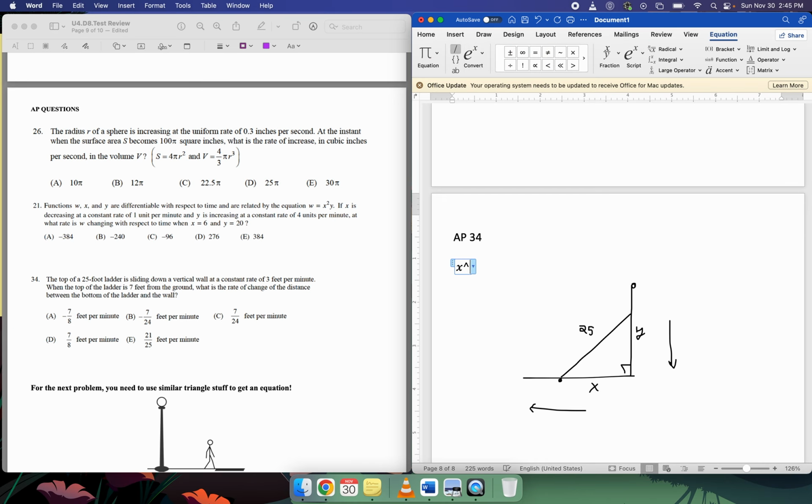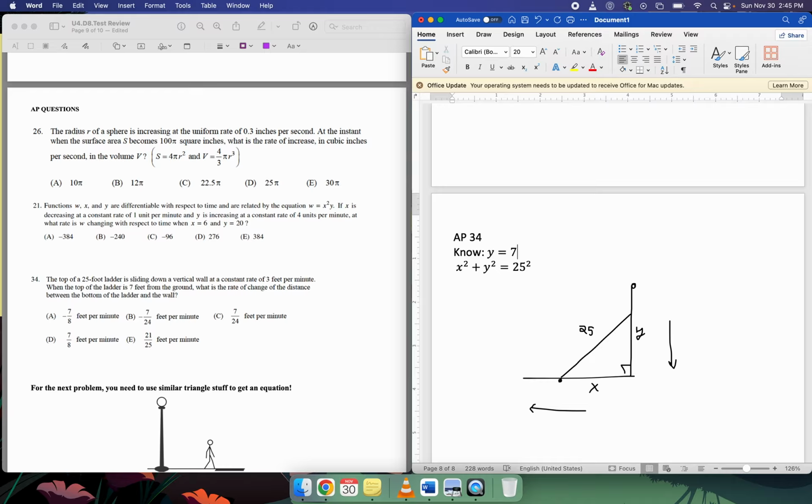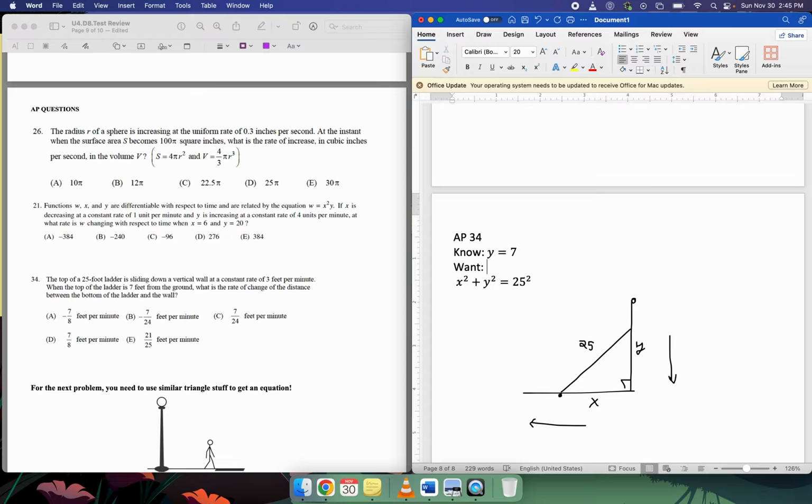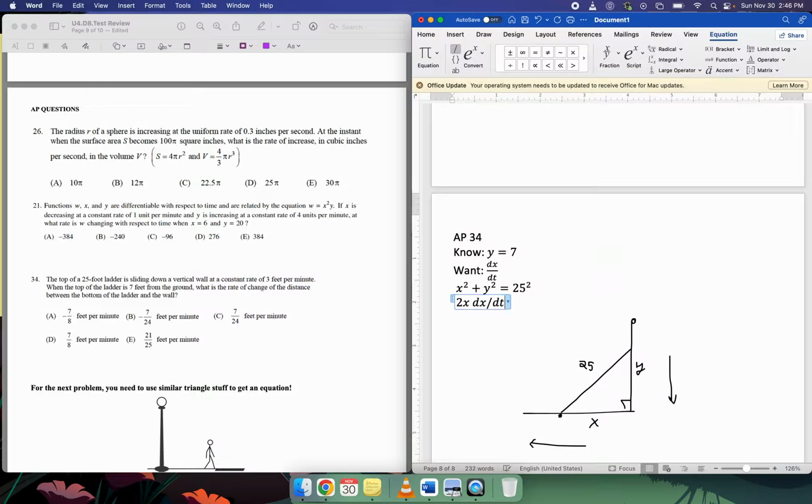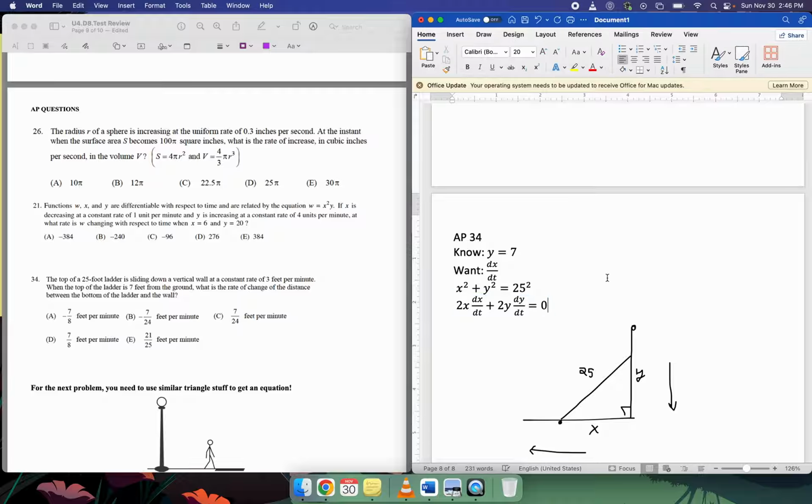Yeah, so I think you want to just do the Pythagorean theorem. And, what do we know? We know that at this moment, y is 7. What we want is the rate of change of the distance between the bottom of the ladder and the wall. So that's dx/dt. So here's my equation. If I take the derivative of both sides, I get 2x dx/dt plus 2y dy/dt equals 0, because that's a constant. I want dx/dt.